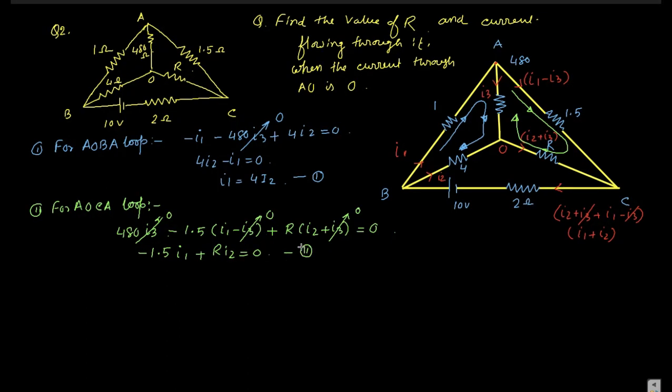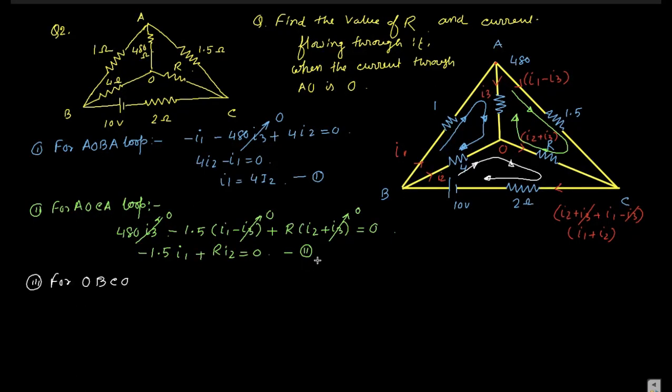Now what is equation 3? For the OBCO path, again consider another clockwise current. This is the clockwise current.